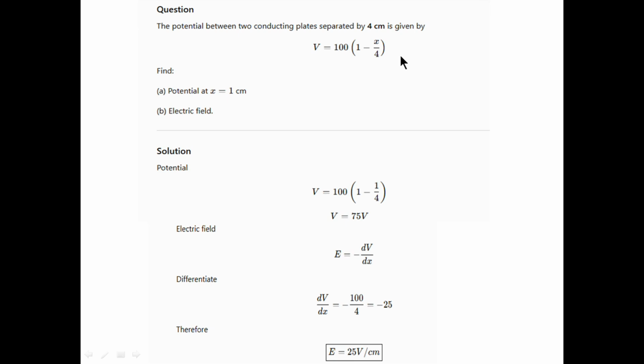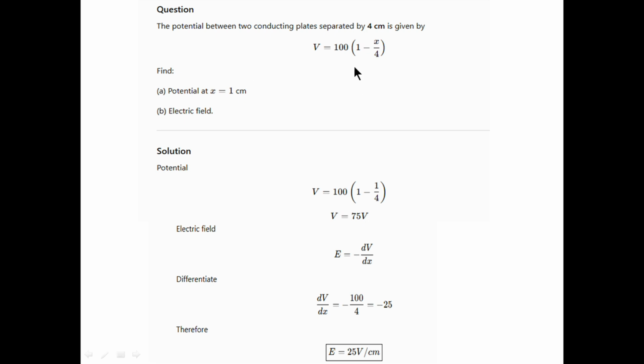Now the potential between two conducting plates separated by 4 centimeter is given by V = 100(1 − x/4). The two conducting plates are separated by a distance of 4 centimeter. First we have to calculate the potential at x = 1. We just put x = 1 in this potential, and we get V = 75 volt.